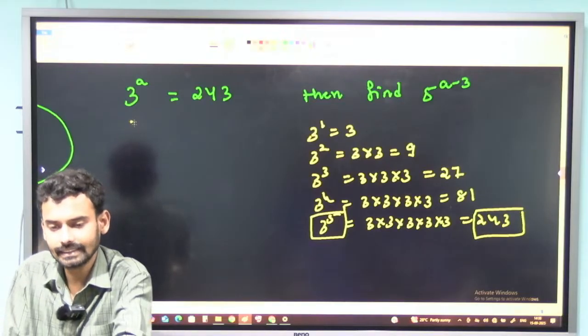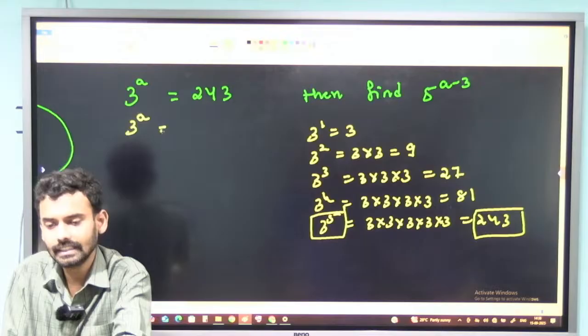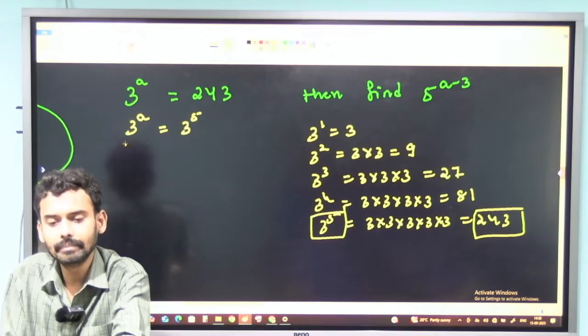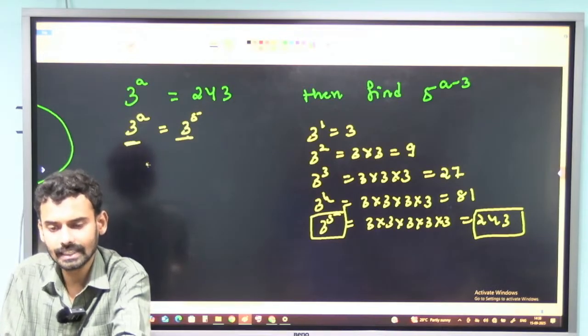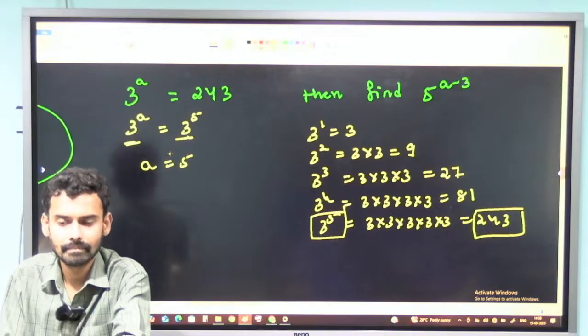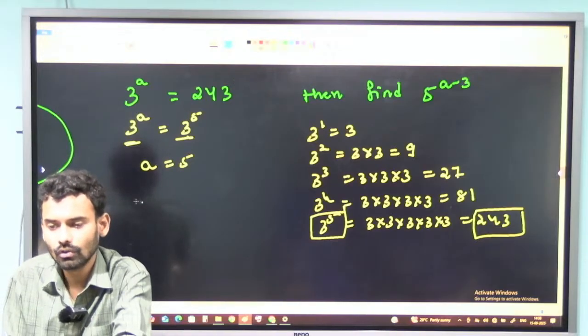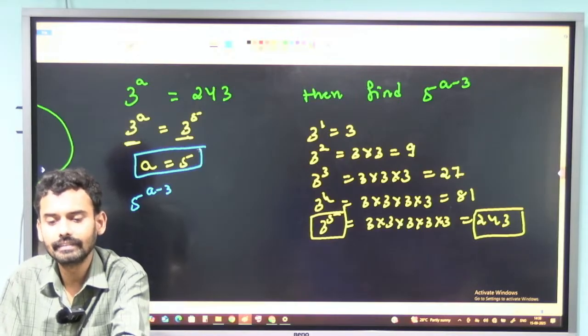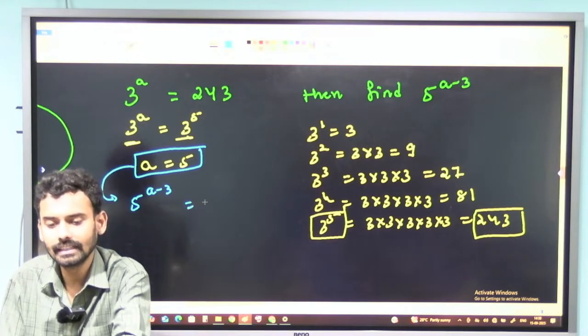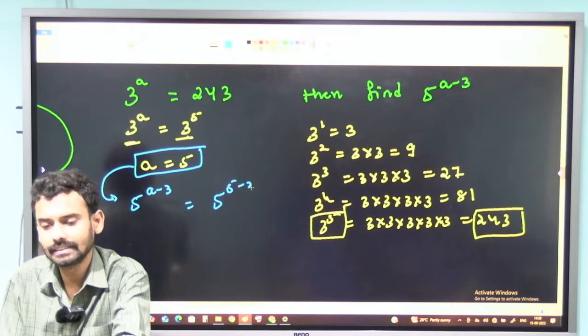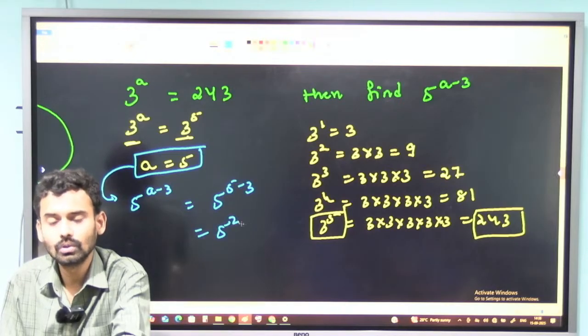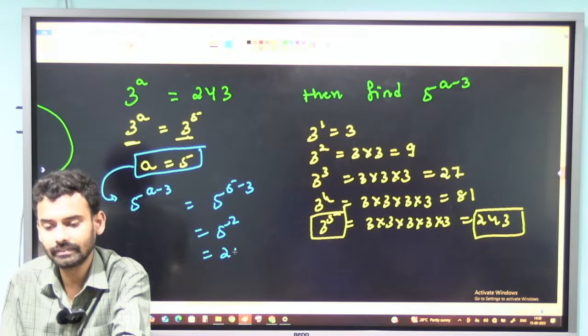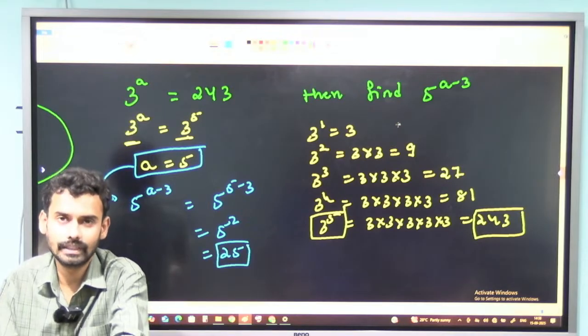So I can write this as 3 to the power of a is equal to 3 to the power of 5. Again the bases are same, so I can equate the powers as a is equal to 5. Now the question is asking for 5 to the power of a minus 3. Now we got the value of a. We will be substituting that here. We will get 5 to the power of 5 minus 3, which is 5 to the power of 2, and 5 to the power of 2 value is 25. So the answer for this question is 25.